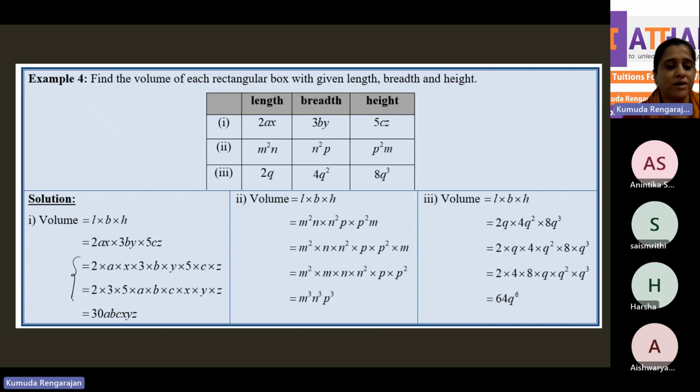These two steps can be avoided if you feel you can understand directly. You can directly write 2 into 3, 6, 6 5s are 30, 30. AX, BY, CZ is ABC, XYZ. Directly you can write it. What I have shown in these two steps is first I've written 2 into A into X, 3 into B into Y, 5 into C into Z, and then I've rearranged. In the next step, I've rearranged the numbers, then in the order A, B, C, X, Y, Z.